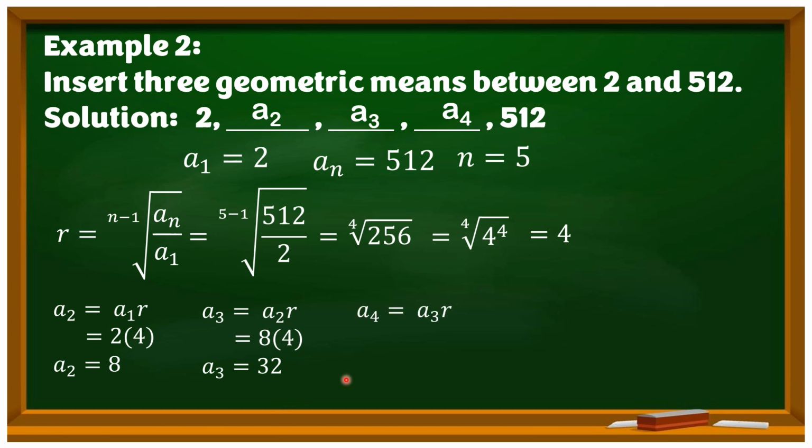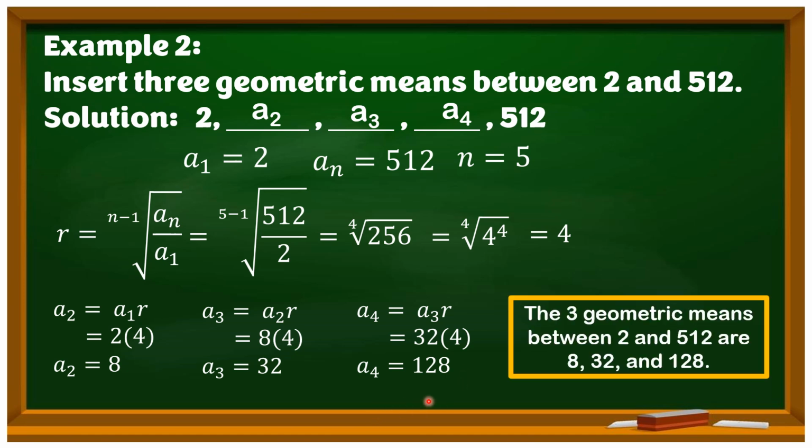Now we solve for the fourth term, a sub 4, which is equal to a sub 3 times r. A sub 3 is equal to 32, and the value of r is 4. So we have 32 times 4 is equal to 128. So the fourth term is 128. Therefore, the final answer is that the three geometric means between 2 and 512 are 8, 32, and 128.